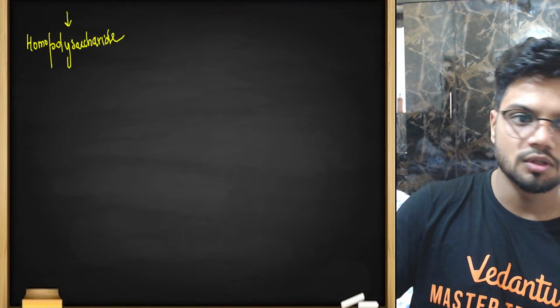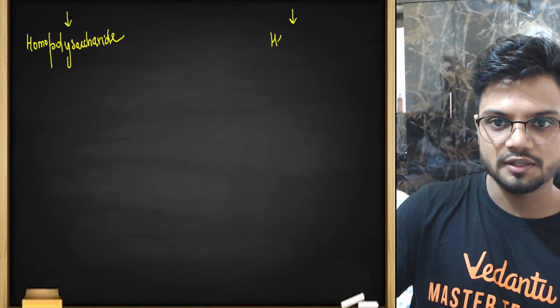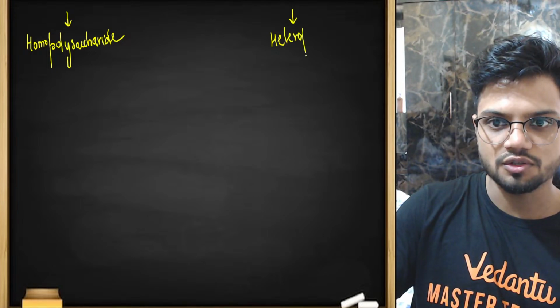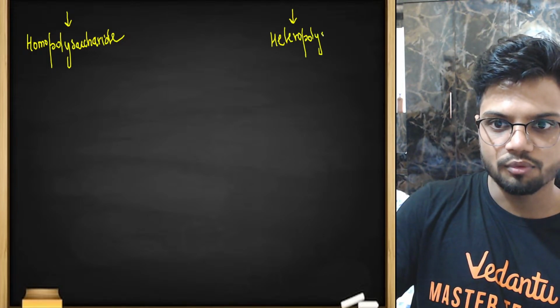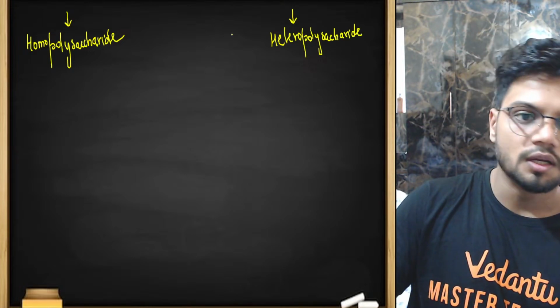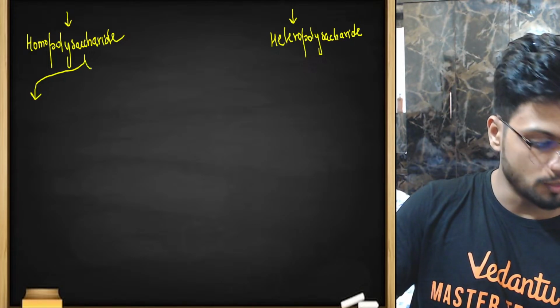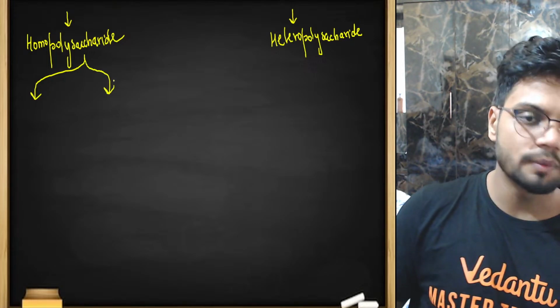What are the different types of sugar which we have? Homo and heteropolysaccharide. This is the broad classification, right? This is just the broad classification. Now, under homopolysaccharide, we have two main categories.